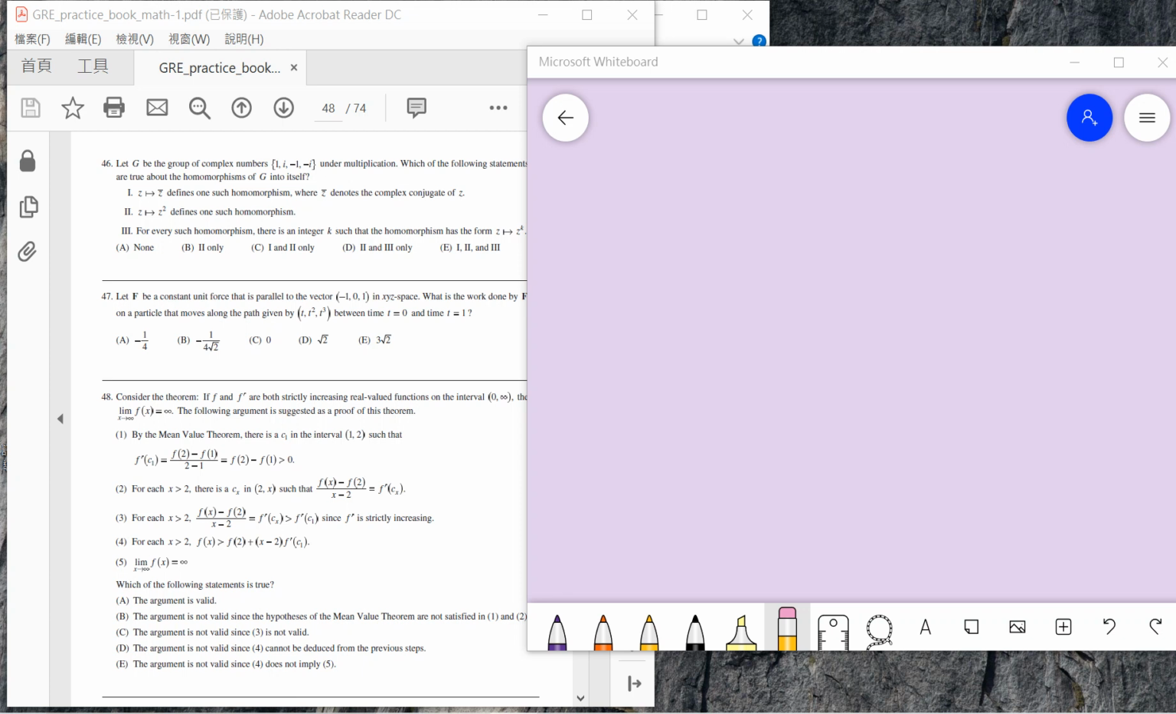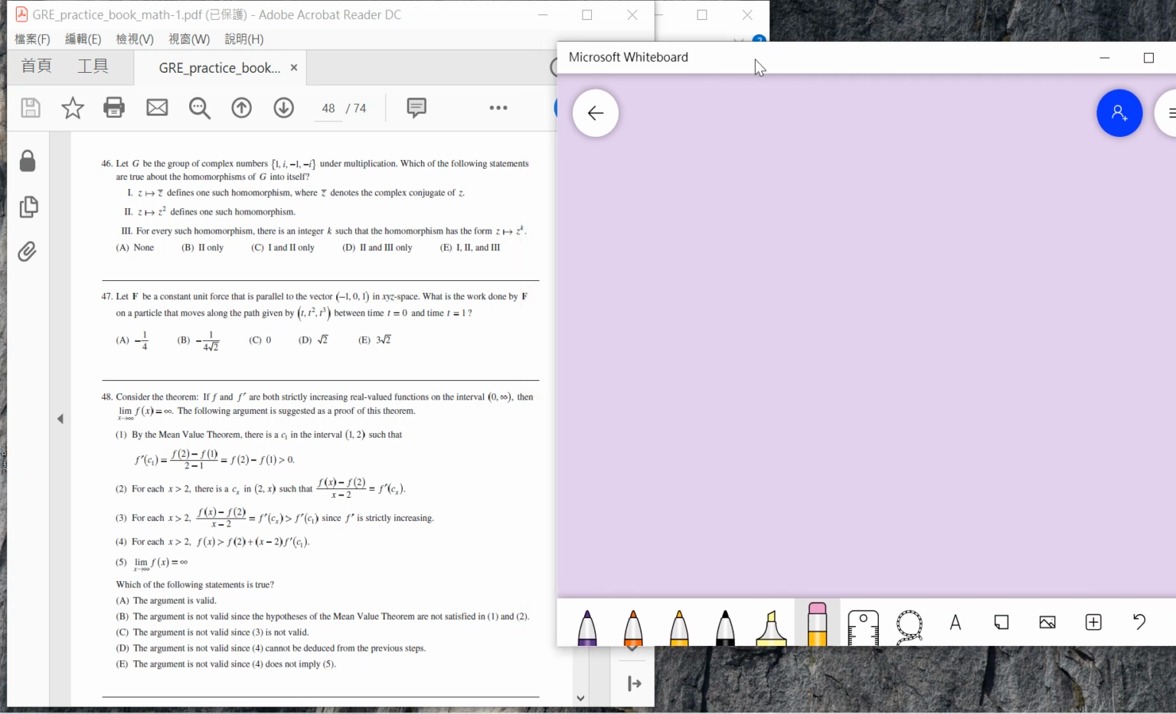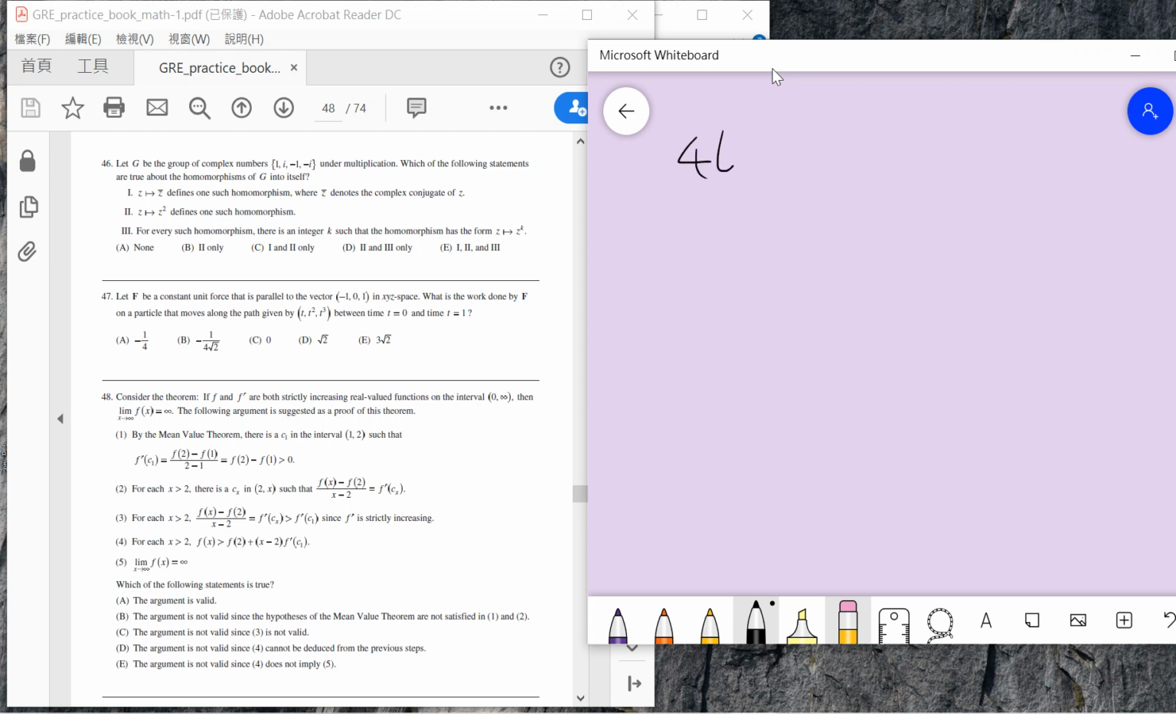Okay, so 46. Let G be the group of complex numbers 1, i, -1, -i under multiplication. Which of the following statements are true about the homomorphism of G into itself?